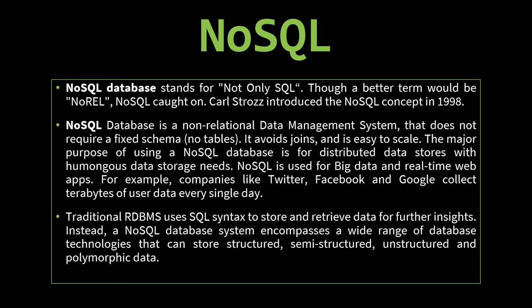Okay, the traditional RDBMS uses SQL syntax to store and retrieve data for further insight. That's the traditional RDBMS. The NoSQL database system encompasses a wide range of database technology that can store structured, semi-structured, unstructured, and polymorphic data. So it's not just focused on structured databases only. So now we can store all types of data with all these technologies. We will go through all these technologies in NoSQL databases along this video. Just bear with me.